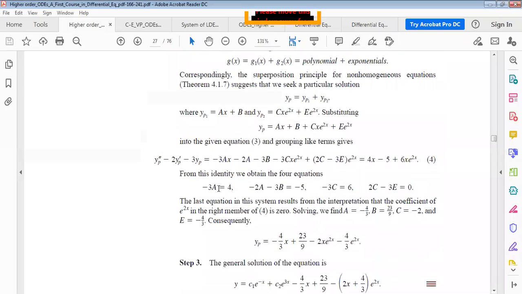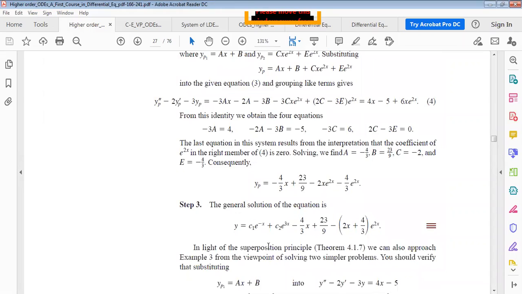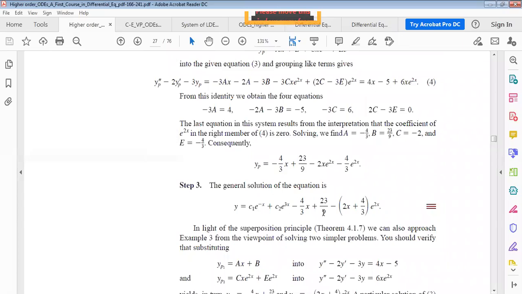Now solving, we get a here, and putting a here we get b, and c is -2, so from putting c we get the value of e. So we get a = -4/3, b = 23/9, c = -2, and e = -4/3 consequently. So the particular integral can be written by just putting the values of a, b, c, e here. Okay, we get this one. Now next step, the general solution will be complementary function plus particular integral. Okay, this is the actual result.